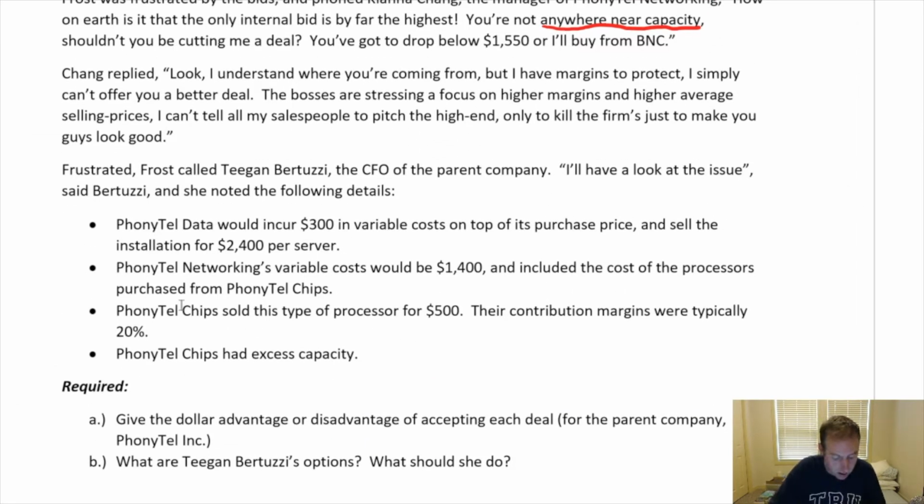Okay. Frustrated, Frost called Tegan Bertuzzi, the CFO of the parent company, and she says, I'll have a look at the issue, said Bertuzzi, and she noted the following details. Phonytel Data would incur $300 in variable costs on top of its purchase price and sell the installation for $2,400 per server. Phonytel Networking's variable costs would be $1,400 and included the cost of processors purchased from Phonytel Chips.